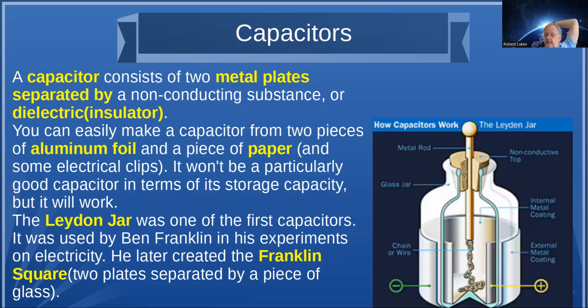Benjamin Franklin was around in that time, who's responsible for the names of a lot of these things, and he got some of them wrong. He created what was called the Franklin square, which is just 2 plates separated by a piece of glass. It was a lot easier to construct. And that's kind of the basis for a lot of today's capacitors, where instead of just being flat plates, we tend to roll them up and make them tubular.